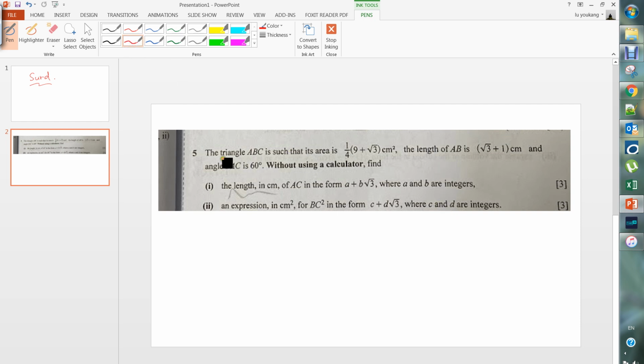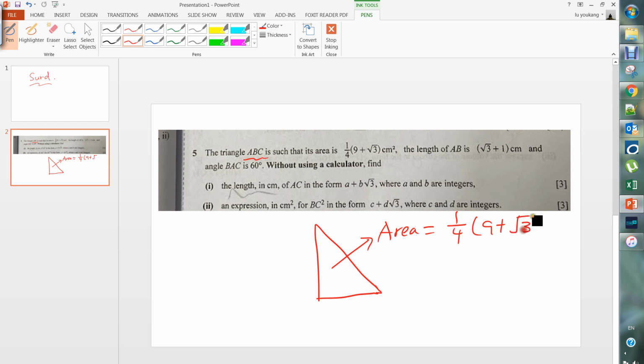So the question says there's a triangle ABC such that its area is this. So you have a triangle, and the area of this triangle is 1/4 (9 plus square root 3), and you have the length of AB. So let me write down ABC. You have a triangle ABC, and the length of AB is square root 3 plus 1. And you have the angle BAC, which is 60.